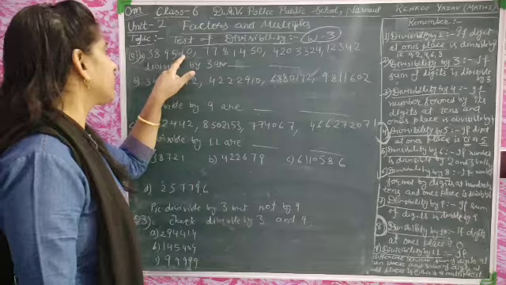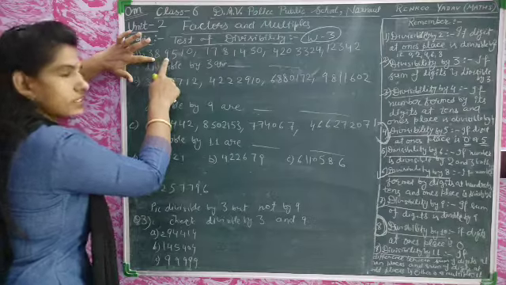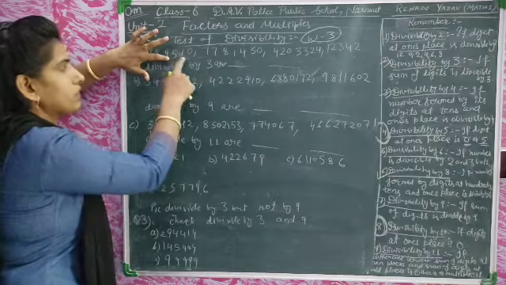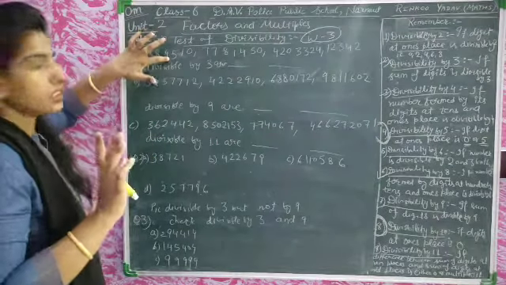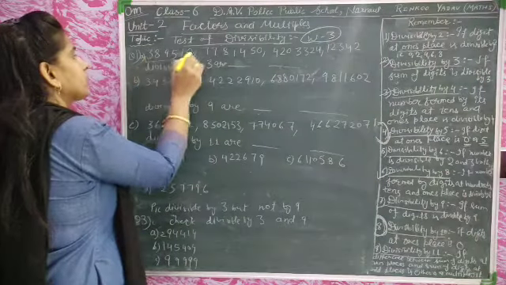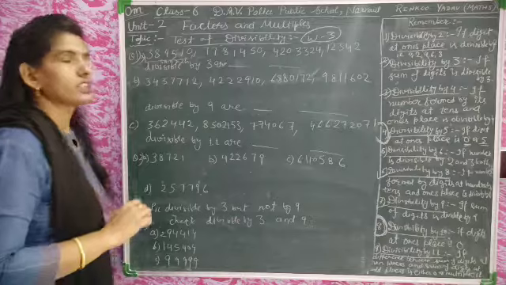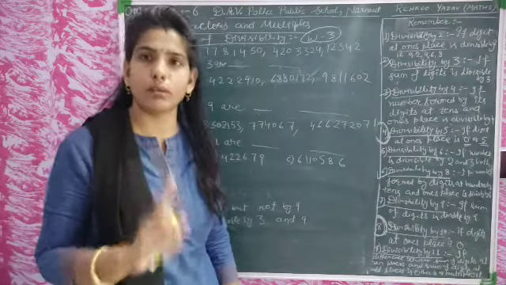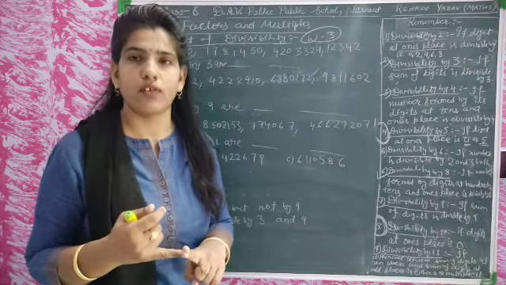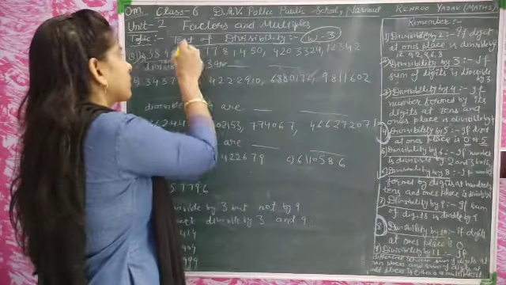Now let's check the first part. Sum of all the digits. 3 plus 8, 11. 11 plus 9, 20. 20 plus 5, 25. 25 plus 1, 26, and plus 0, 26. It means their sum is equal to 26. Is 26 divisible by 3? No. 3 8s are 24 and 3 9s are 27. Not divisible by 3. 26 is not divisible by 3. It means this number is not divisible by 3.